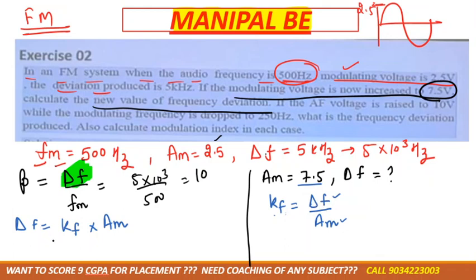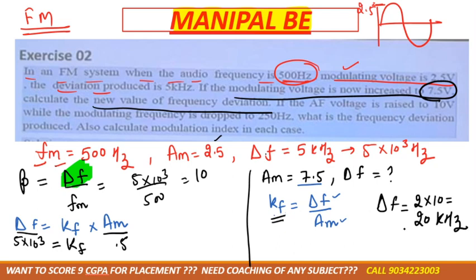KF is 2000, and how will you get KF? Delta F is how much? 5 into 10 raised to power 3. KF we need to calculate, and Am is 2.5, right? So from here KF we get as 2000. So the delta F value is how much? 2000 into 7.5 is 15000, that is 15 kilohertz, correct?